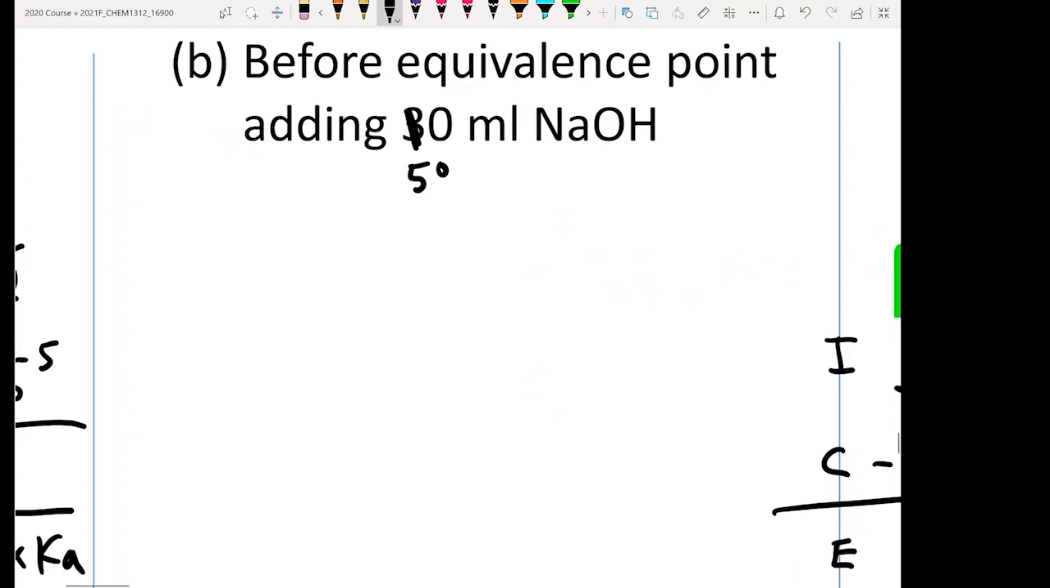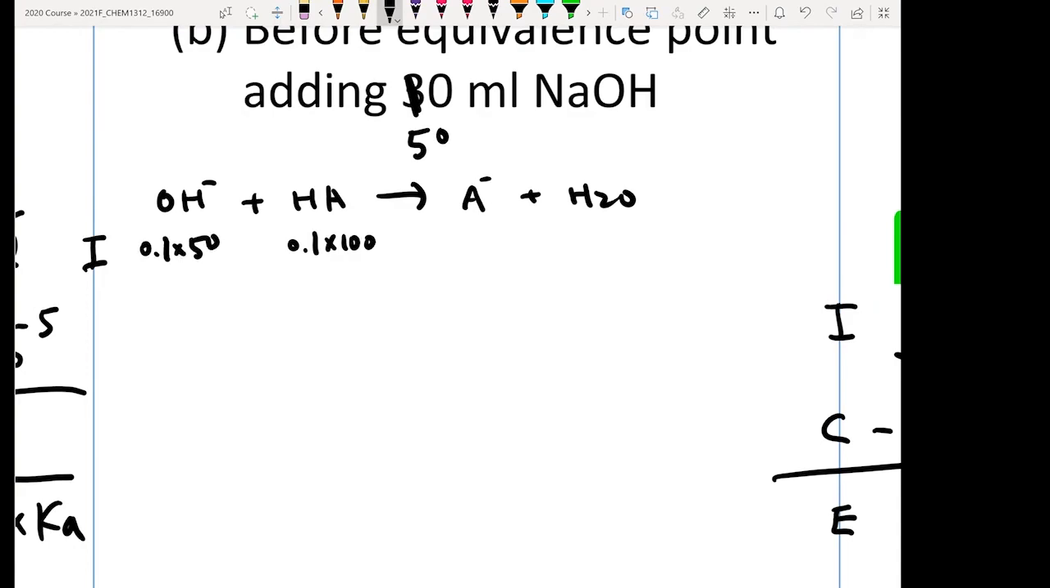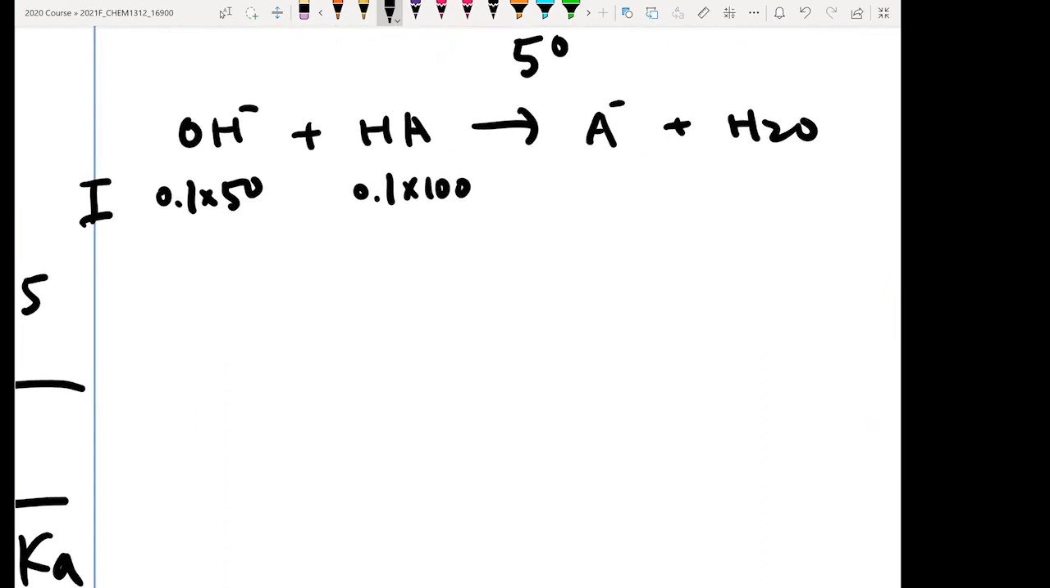So in this case, if you do these things again, OH minus plus your HA, they give you A minus plus H2O. In the beginning, you have 0.1 M times 100 mL, that much HA, right? And I add 0.1 M times 50 mL of OH minus. The limiting reagent is actually your titrant, which is the OH minus. This guy will be fully consumed by that guy.